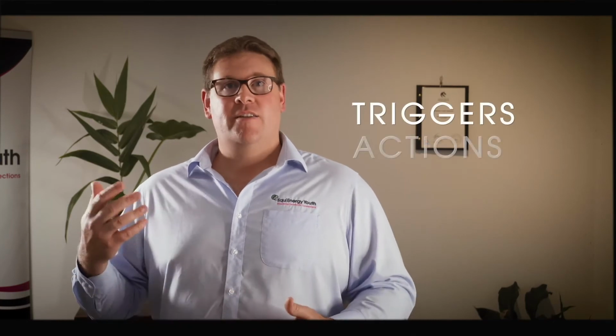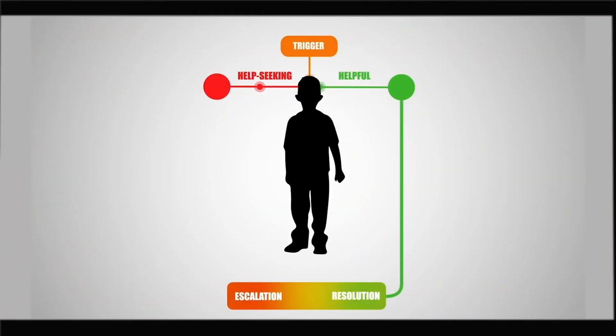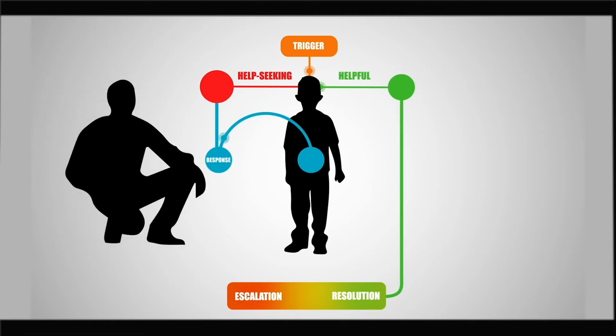So we've covered the T, the triggers, we've looked at the actions, the coping and the help-seeking actions. The first R is the response. When an adult recognises that the young person is not coping and they're exhibiting these internal or externalizing help-seeking actions, what we need to do as the adult is to do our initial response and make a connection with the child to help them in that time of distress.